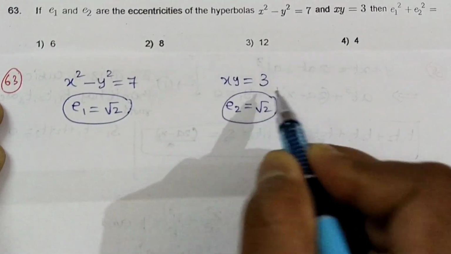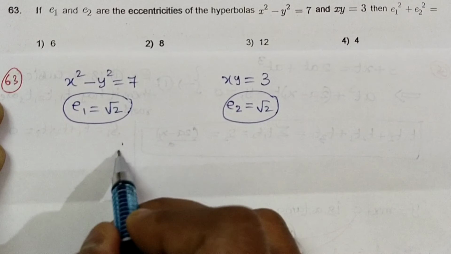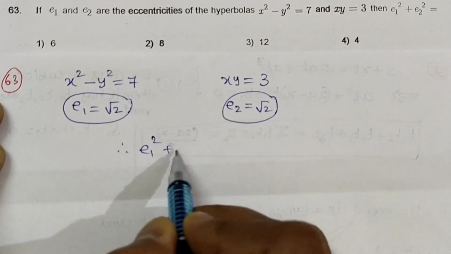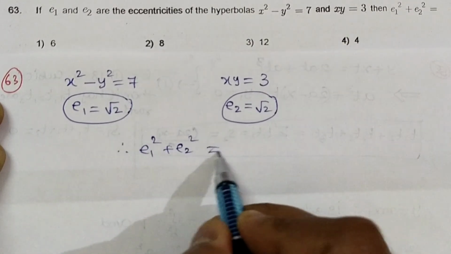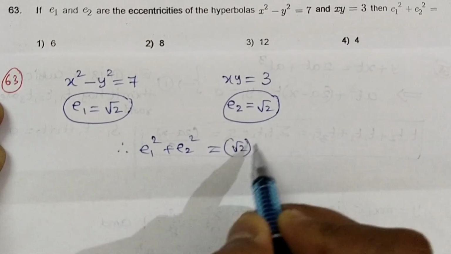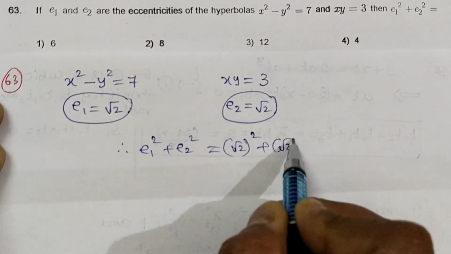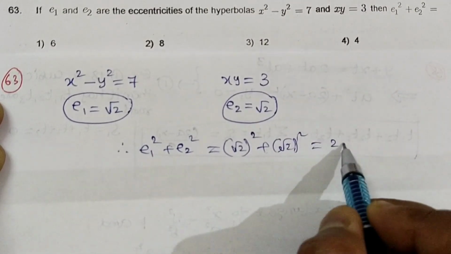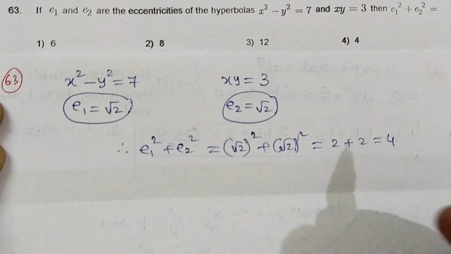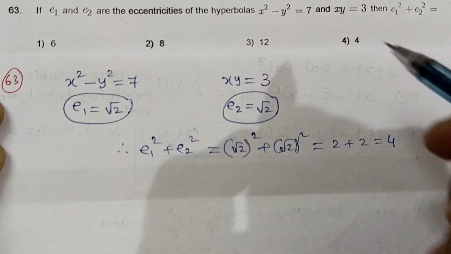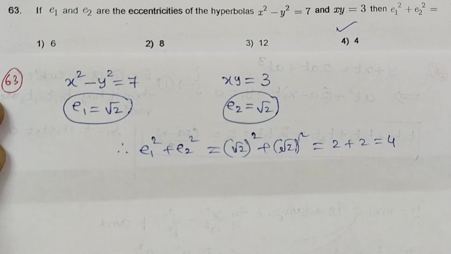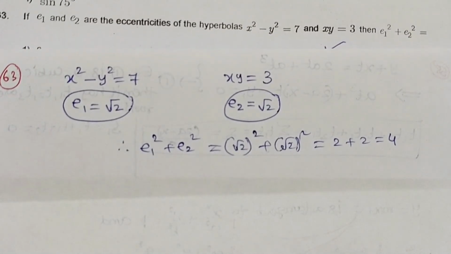What they are asking to calculate? E1 square plus E2 square. So root 2 whole square plus root 2 whole square, which is equal to 2 plus 2, which is equal to 4. Therefore E1 square plus E2 square is equal to 4, which is there in the fourth option. Answer is 4. We will move to the next question.